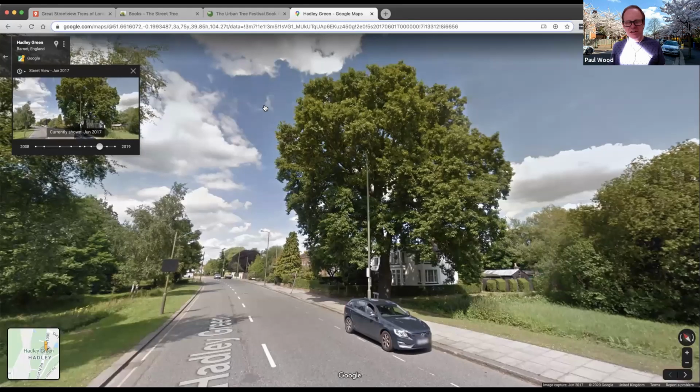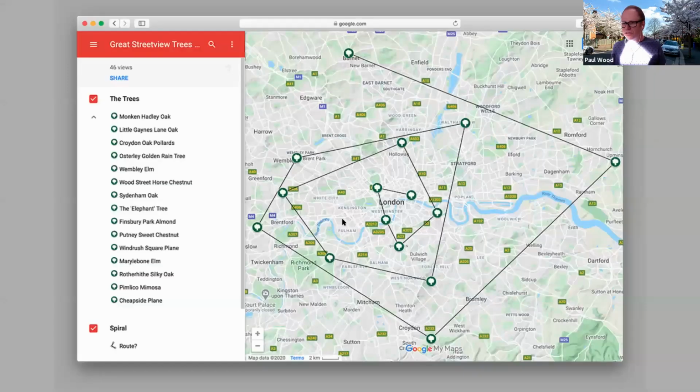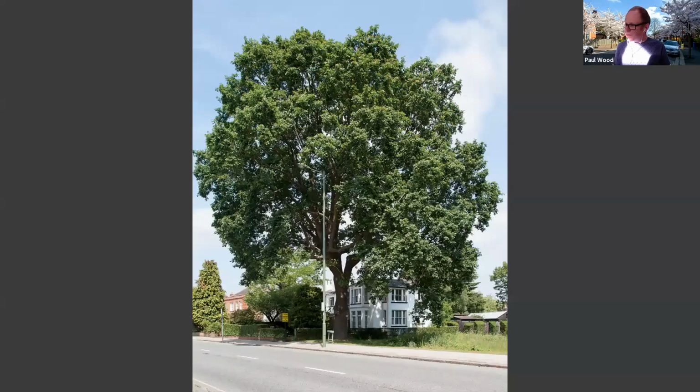I'm going to take us back to another view. So now you should be seeing another picture of the Monken Hadley oak. This is one which I took in the summer a couple of years ago, and you can see just how magnificent that is. The next tree I'm going to take you to is much further east. So while you can feast your eyes on the Monken Hadley oak, I'll get the next one lined up for you.